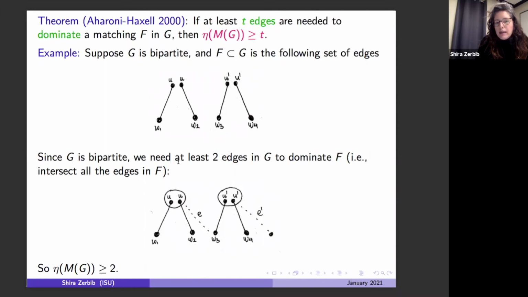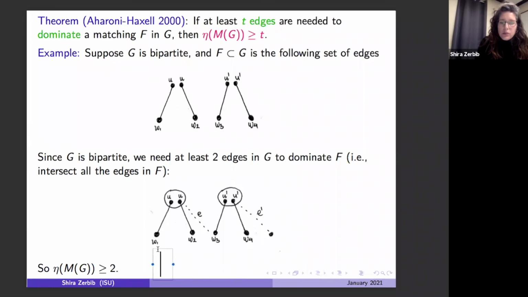So since G is bipartite, we need at least two edges in G to dominate F, right? Because every edge here can intersect at most three edges. It can intersect two edges here by the vertex U and one edge here in the vertex say W3. And similarly here. So to dominate these 4 edges, we need 2 edges of G. And therefore, eta of the matching complex by this theorem is at least 2. Okay, so this is just a theorem that I'm going to use without further explanations.